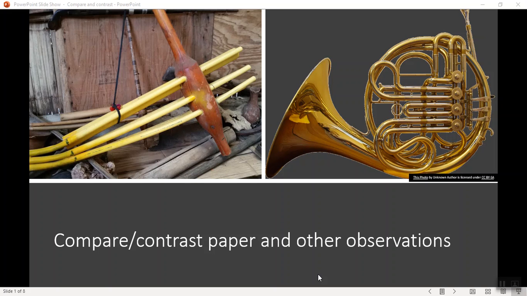This PowerPoint is additional remarks on the compare contrast paper, for basic information about what the paper is about and how to go about writing the paper. Please view the videos in week 13 if you haven't already done that. That's where you're going to find the meat of the information about this. These are just some additional remarks based on some conversations I've had with students this week about the paper.